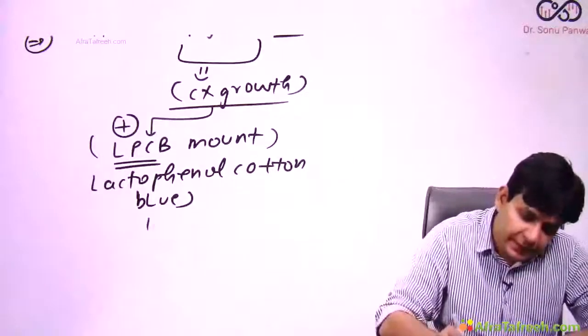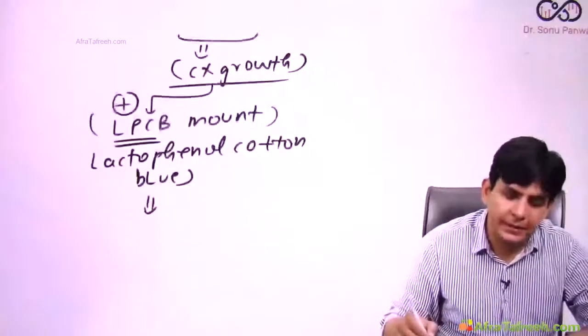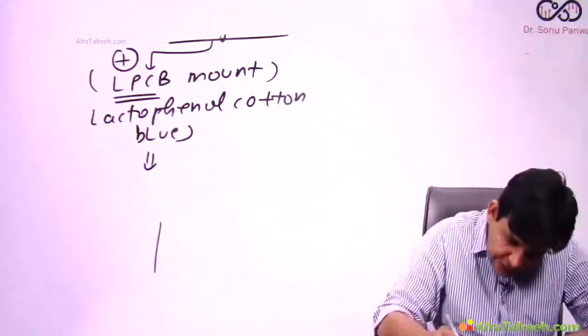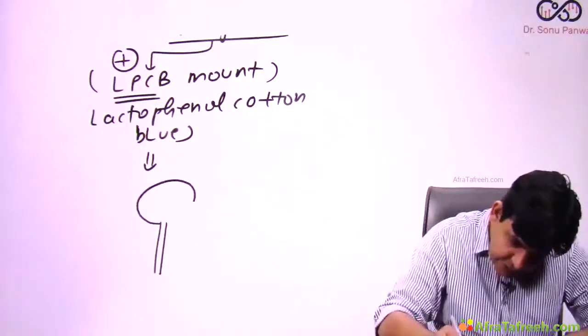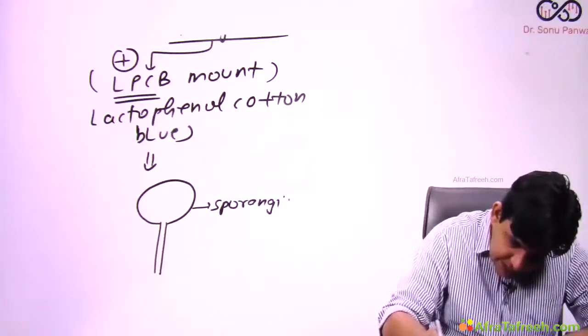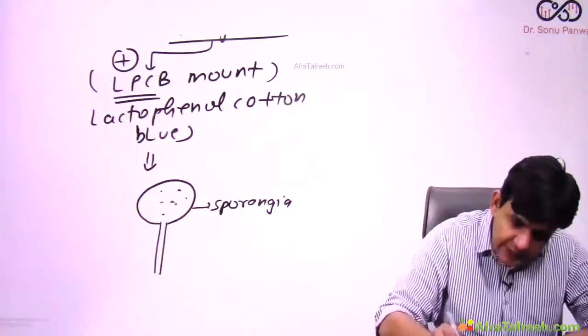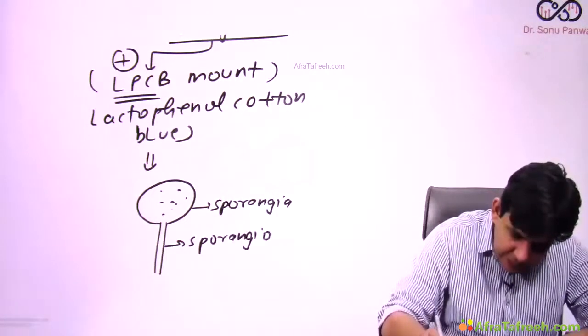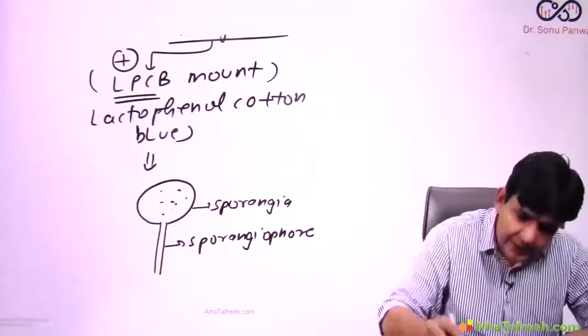And what happens when it is LPCB mounted? Then you get to see the real structure. And what is that real structure? You will see a sporangiophore. You will see a sporangia. The spores will be seen inside. And this is termed as sporangiophore. This you observe on this particular LPCB mount.